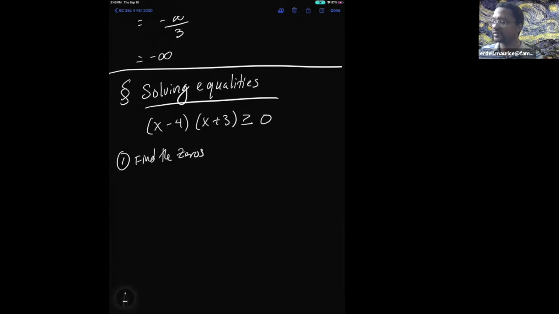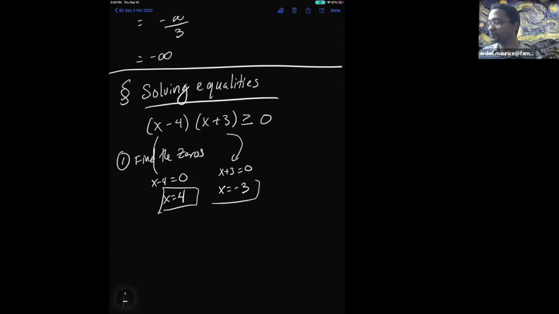Well, your first step is to find the zeros. You go to each factor, say, for example, x minus 4. You set it equal to 0, and you solve for x. x plus 3 is equal to 0. Subtract 3 from both sides. x must be negative 3. That's my first step right here. We find the zeros because those are the key points when we can figure out what the function is doing.